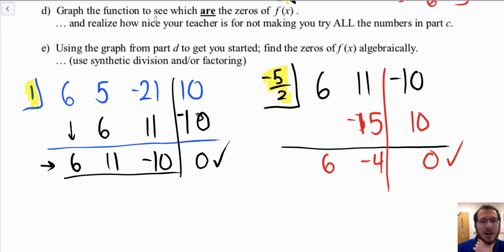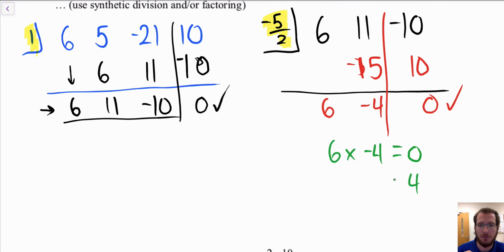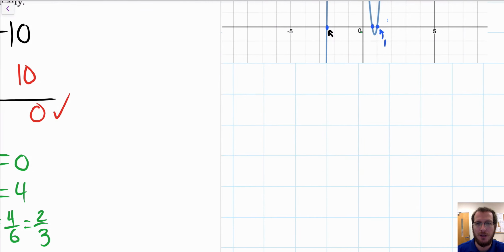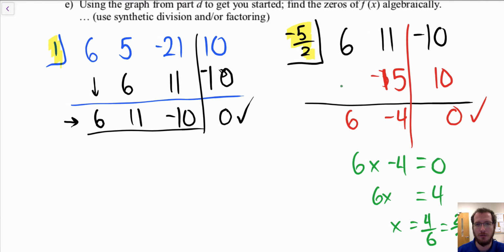Now if we want to find that last root, we're down to a linear polynomial here. We just set that equal to 0 and solve. It simplifies to 2/3. Check, make sure that lines up with our graph, and that could definitely be 2/3 right there on our graph. So we found all of our real roots.